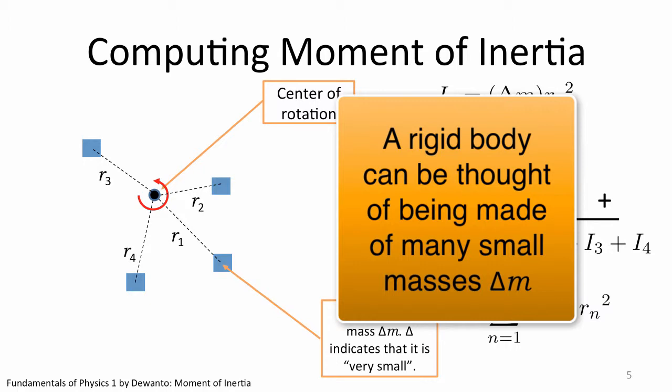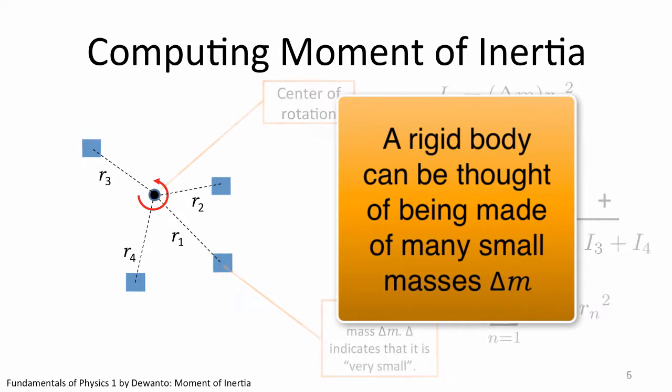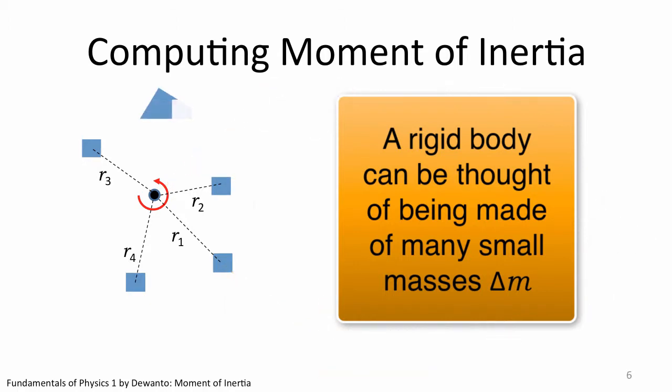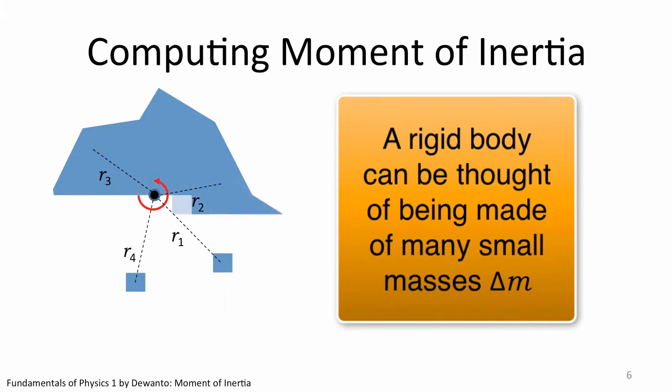Let me repeat again, this time with an animation. A rigid body object is constructed from many objects of small masses. How many is many? As many as you wish. The smaller delta m is, the more they are required to construct the whole body. As you can see from this animation, every small block which is being refilled one at a time, every one of them is a small fraction of the whole rigid body. Every one of them has a mass delta m.